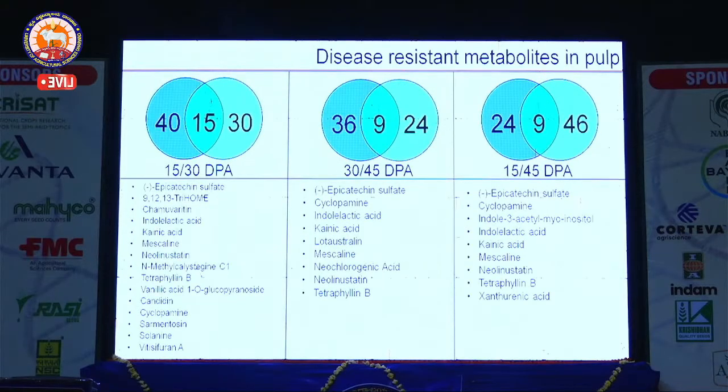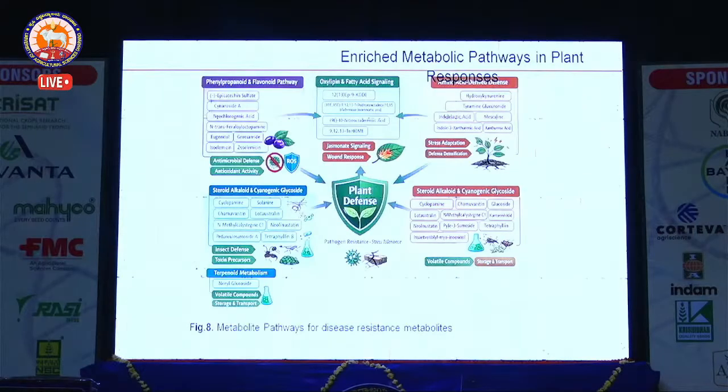This is the disease resistant metabolites in pulp sample. Here, during development, the number of resistant metabolites were increasing when compared to the early developmental stages. And later we performed the metabolite pathway analysis, where we have found that the compounds which we have identified for disease resistance were undergoing pathways like phenylpropanoid and flavonoid pathway, oxylipin and fatty acid signaling, amino acid defense pathway, steroid alkaloid and cyanogenic glycoside pathway, and terpenoid metabolism.